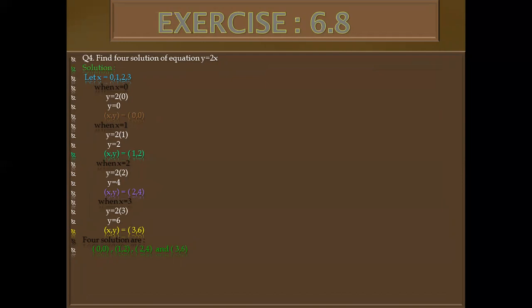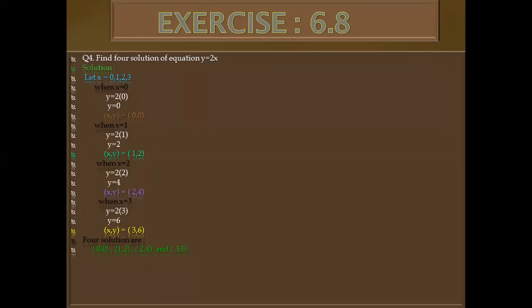No change in the equation because there is no positive negative sign. Already y is given in the form of 2x. First you will put the value of x as 0. Y is also 0. When we put x is equal to 1, y becomes 2. When we put x is equal to 2, y becomes 4. When we replace x with 3, y is 6. So we have four solutions: (0, 0), (1, 2), (2, 4), (3, 6).